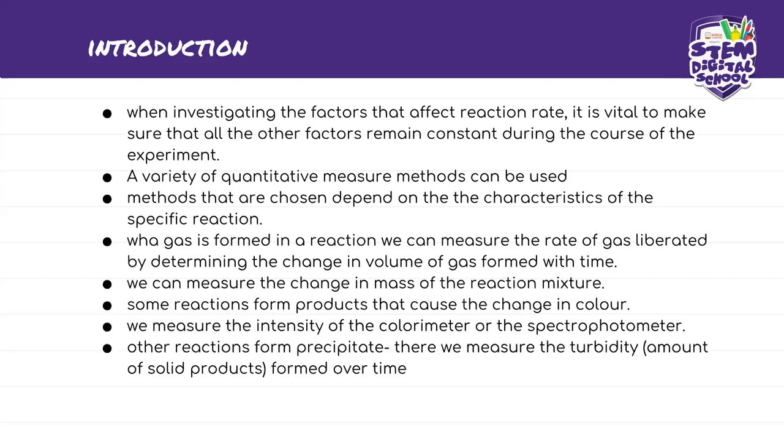So other reactions form precipitates, right? What does this mean, guys? It means that there are little particles that remain behind when your experiment is being done. There we measure the turbidity, which is the amount of solids produced or formed over time. So it differs, guys. Sometimes we need to measure the gas that is formed, and at other times we need to measure the amount of solid products that are formed. So we can either have precipitates or gas that is formed over time, and that is what we're going to measure our reaction with.